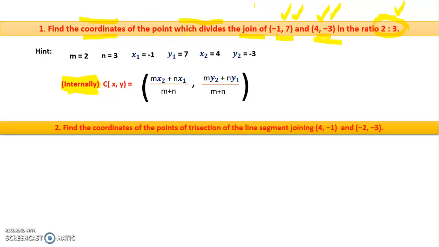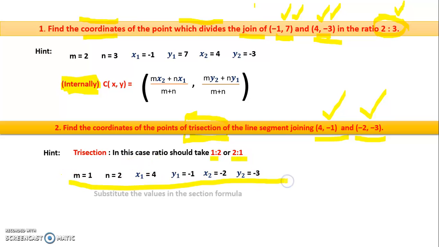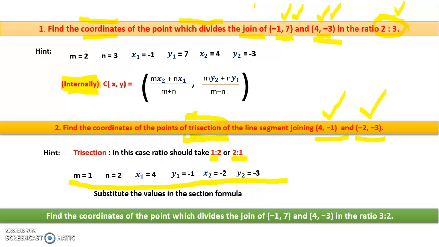So coming to the next problem. Find the coordinates of the points of trisection of the line segment joining (4, -1) and (-2, -3). 2 points have been given, A and B, x1, y1, x2, y2. Here the ratio is given in the form of words, that is trisection. Trisection means we can use the 2:1 or 1:2 ratio, and then you should apply the section formula internally. So in this case the ratio should be taken as 1:2 or 2:1, and substitute the values in the given formula, then you can get the solution. That is the first 2 problems.